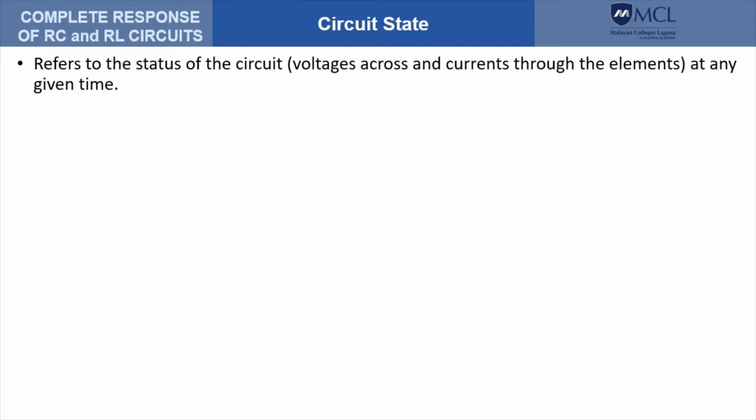At any given time, the circuit has a state, which is nothing but the status of the voltages across and the currents through the different elements of the circuit. The state of the circuit can change depending on what and when changes occur on that circuit.